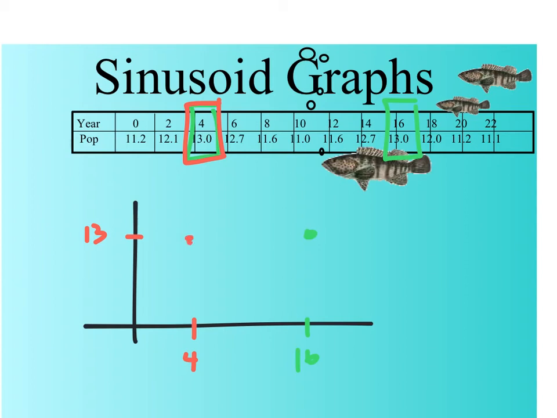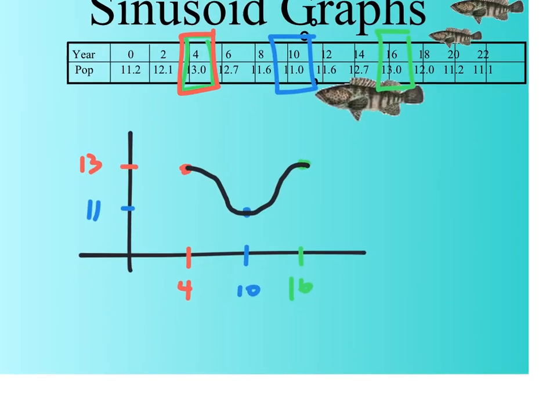Then I know that I have a cosine function with a minimum somewhere in between. In this case, it looks like my minimum is at t equals 10, 6 units from both of those, and my min value will be at 11. So that helps me to build this sinusoid, which is actually a cosine function.